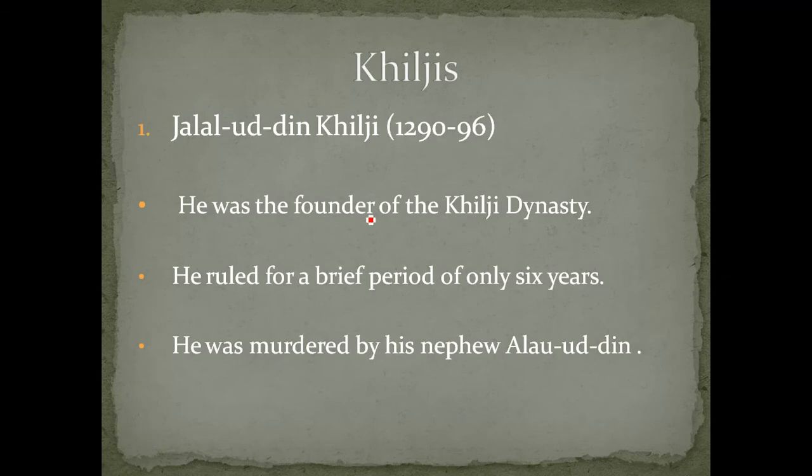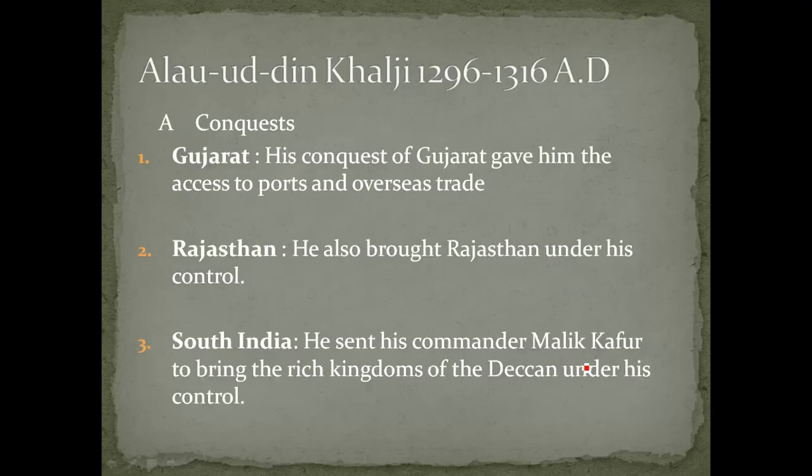First is Jalal-ud-din Khilji. He was the founder of the Khilji dynasty and he only ruled for a brief period of 6 years. He was murdered by his own nephew, the next ruler Alauddin Khilji. So this is very important. I will just revise with you. The founder of the slave dynasty was Aibak. However, the real founder was Iltutmish. Number two, the founder of the Khilji dynasty is Jalaluddin Khilji.